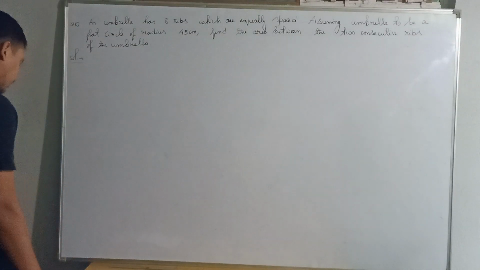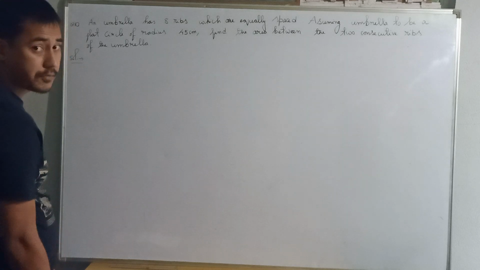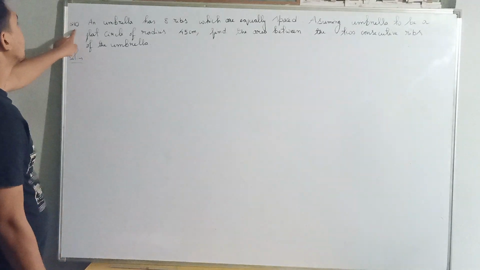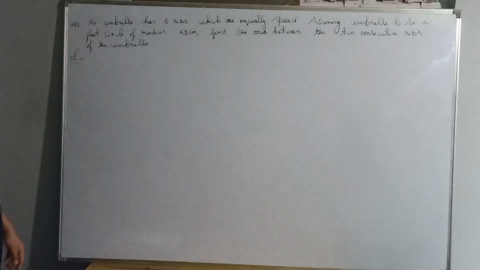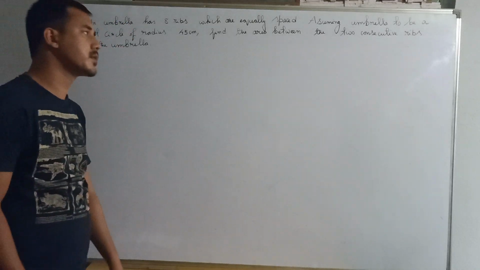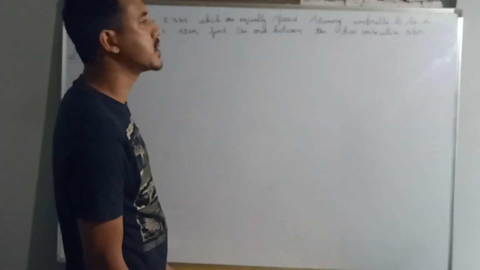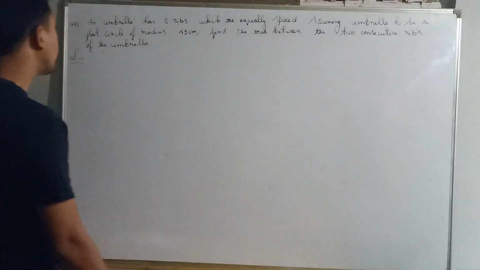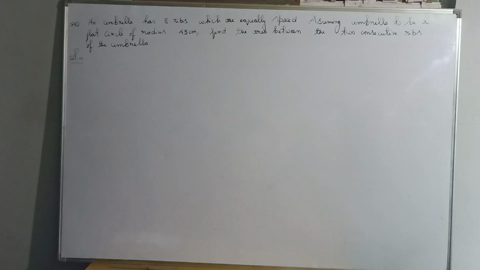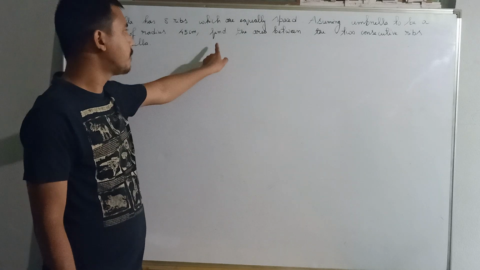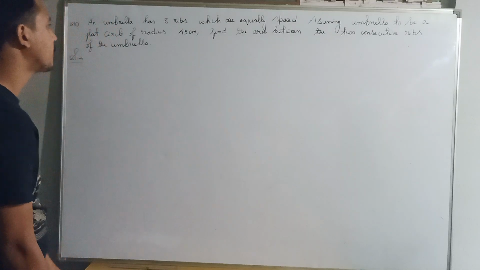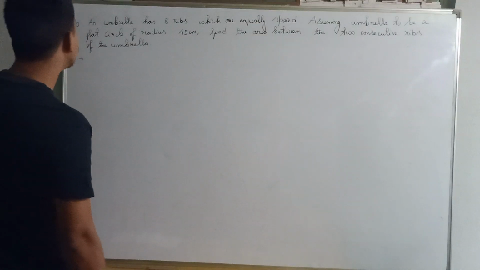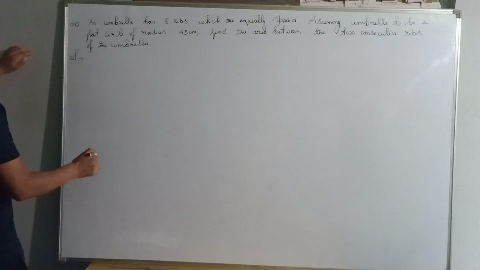So now we come to question number 10. An umbrella has 8 ribs which are equally spaced. Assuming umbrella to be a flat circle of radius 45 centimeter, find the area between 2 consecutive ribs of the umbrella.